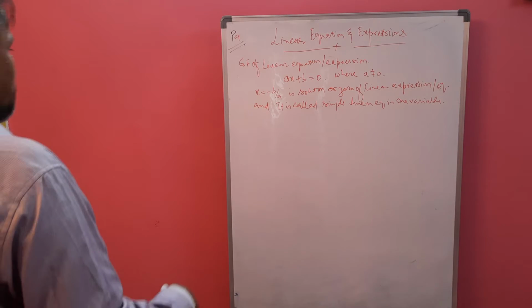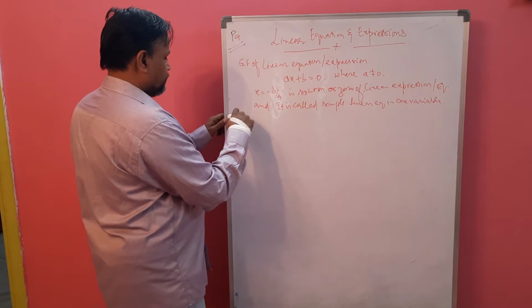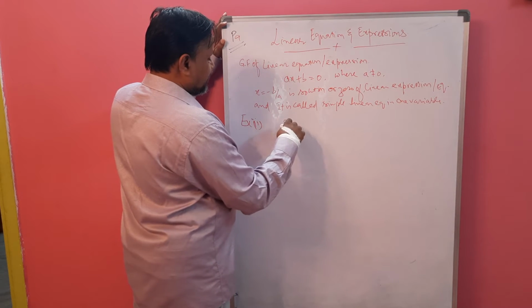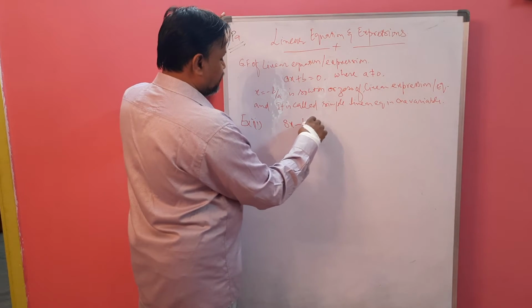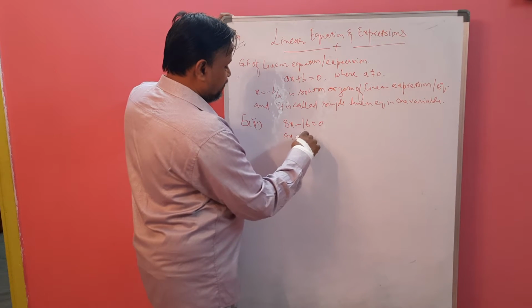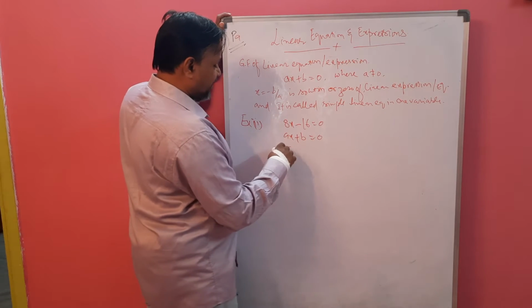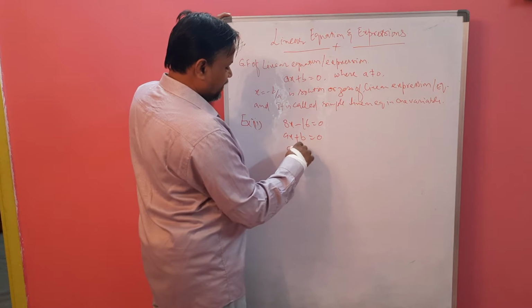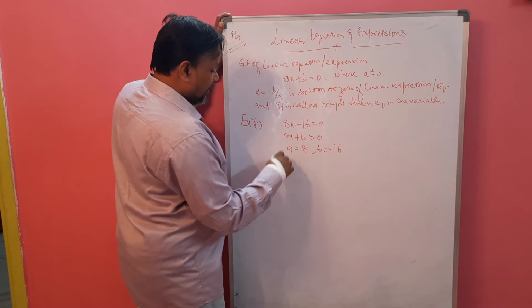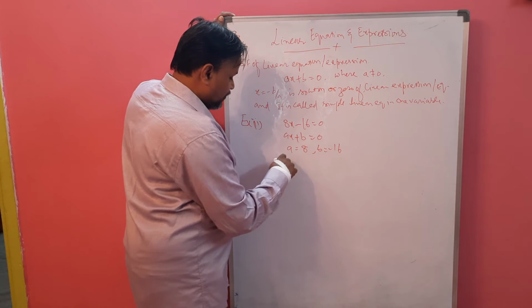Now second example. Example 2. 8x minus 16 equal to 0. Now again compare with ax plus b equal to 0. The coefficient of x is a. A is what? 8. B is what? Minus of 16. We know that the 0 of a linear equation of the form ax plus b equal to 0 is what?